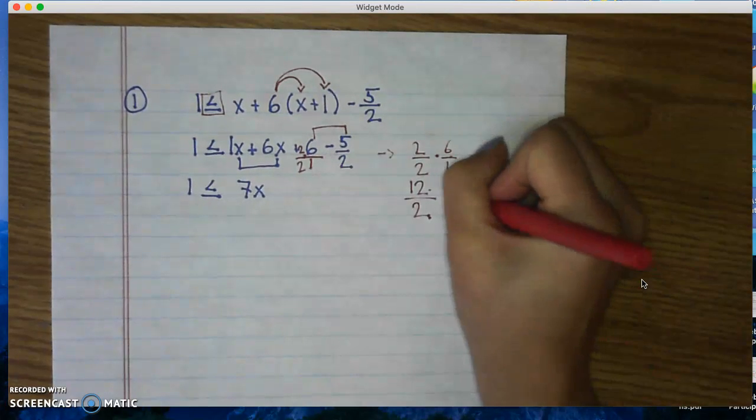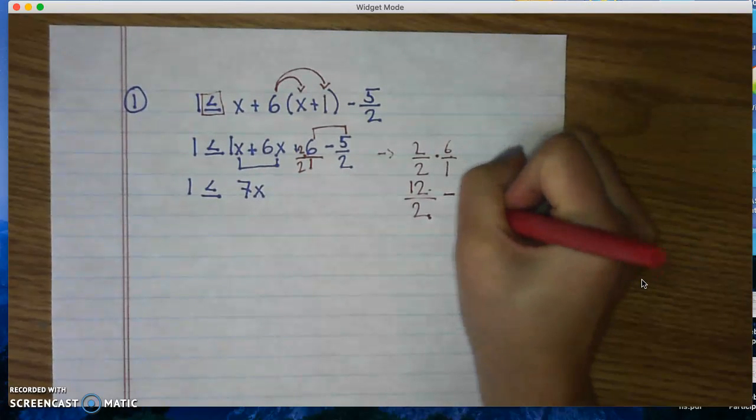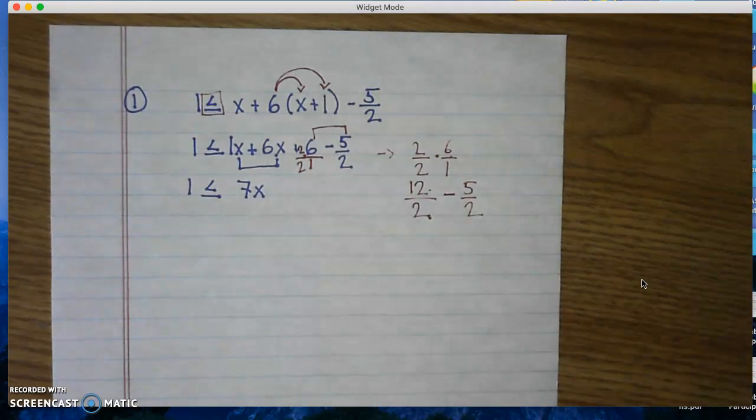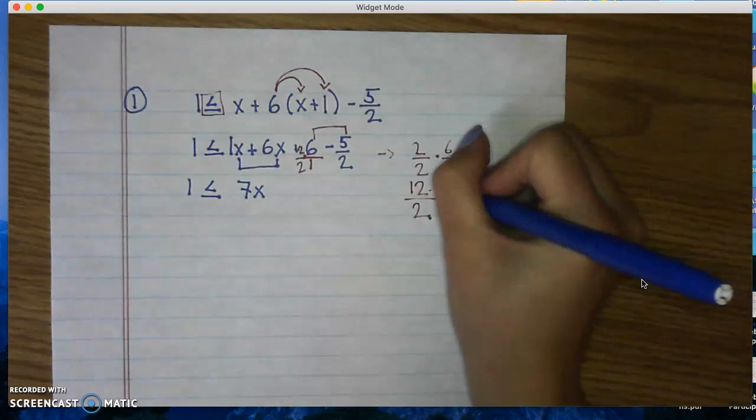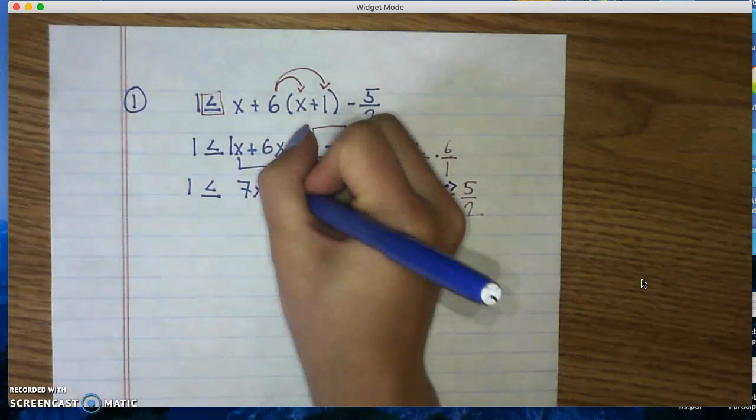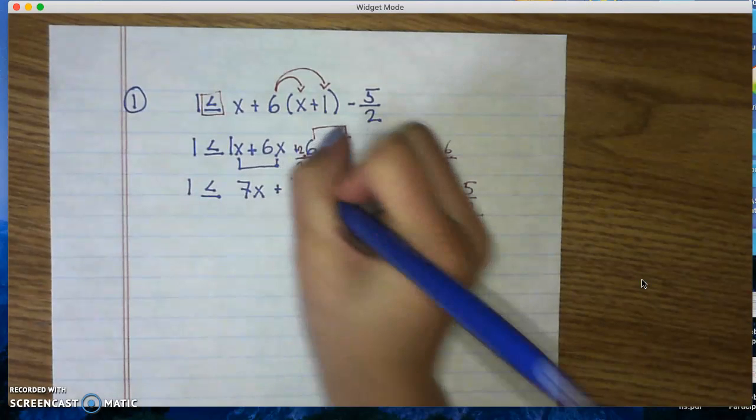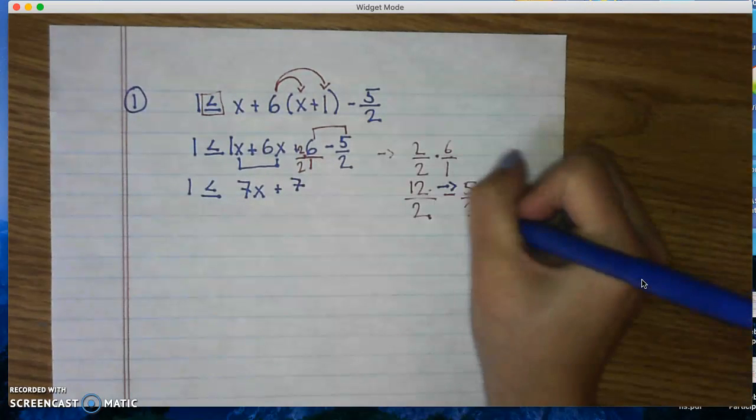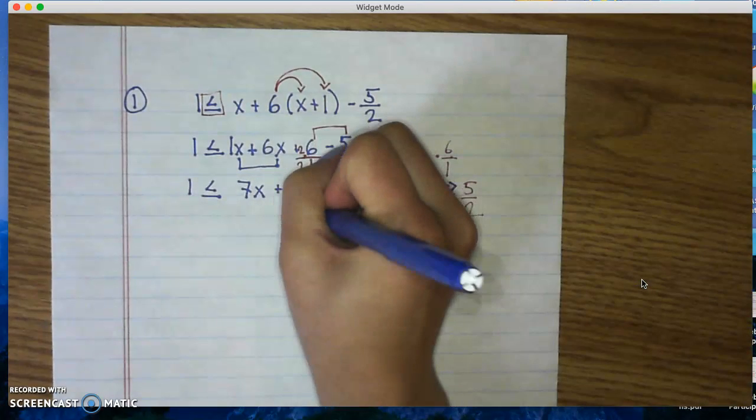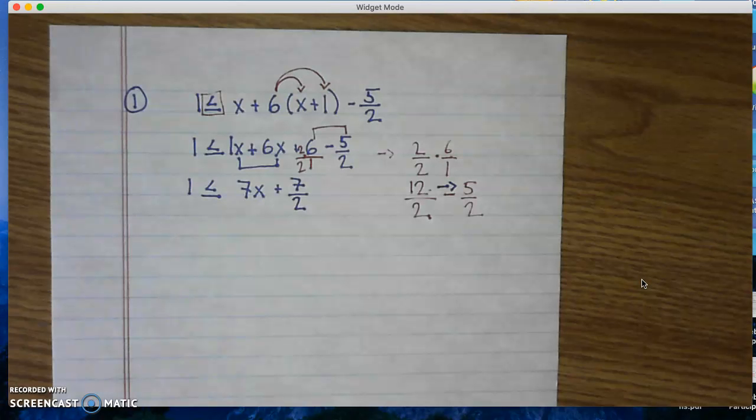minus 5 over 2. Well, now I can do this. What's 12 minus 5? Well, that's 7. And then 2 over 2, it just stays 2. So that is the scariest part.